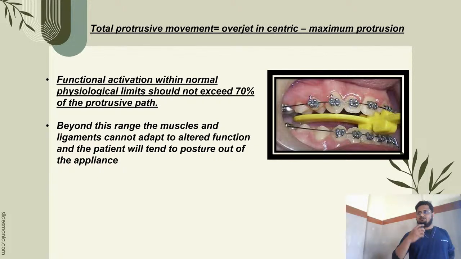Because once we proceed more than 70% of the maximum protrusive path, the medial collateral ligaments cause the backward pushing of the disc and cause the unseating of the mandible, giving tenderness to the TM joint, giving discomfort to the patient, and the patient causes the disocclusion of the appliance.